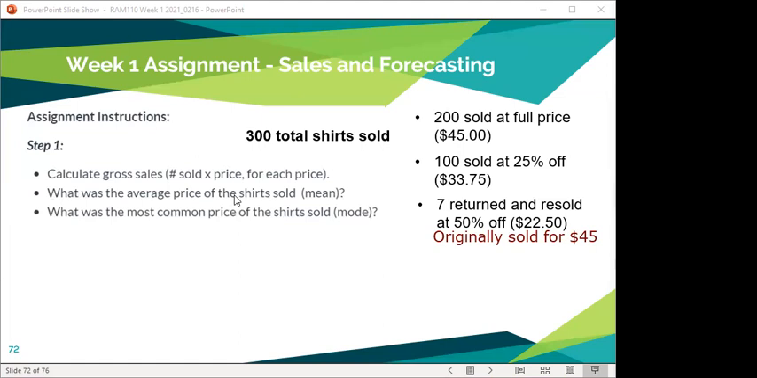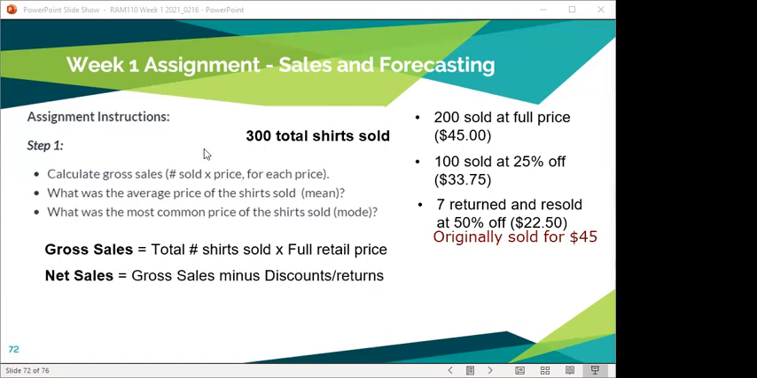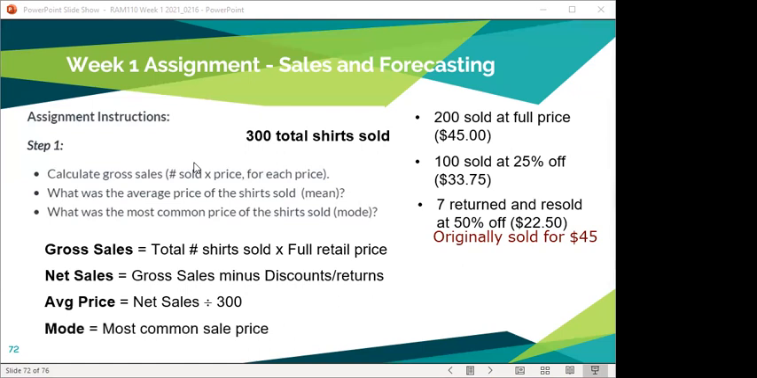Very good. All right, so gross sales is the total number of shirts sold times the full retail price. No discounts, no returns, all of that's excluded. It's just the full retail price times the total number of shirts sold. Net sales is going to be your gross sales minus any discounts and returns. Average price, you take your net sales, whatever you calculated for net sales, divide by the number of shirts sold, which was 300. And then the mode is the most common sale price. And so let's go through how to get some of these answers.